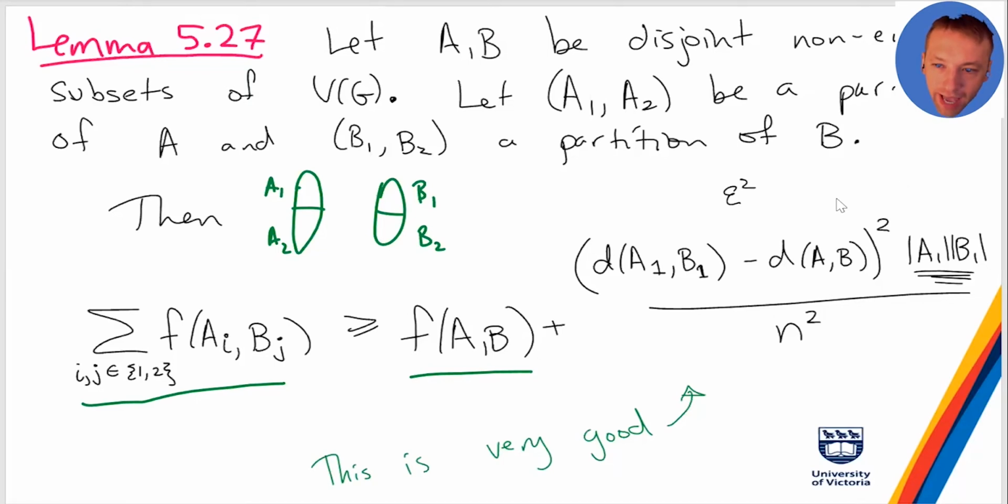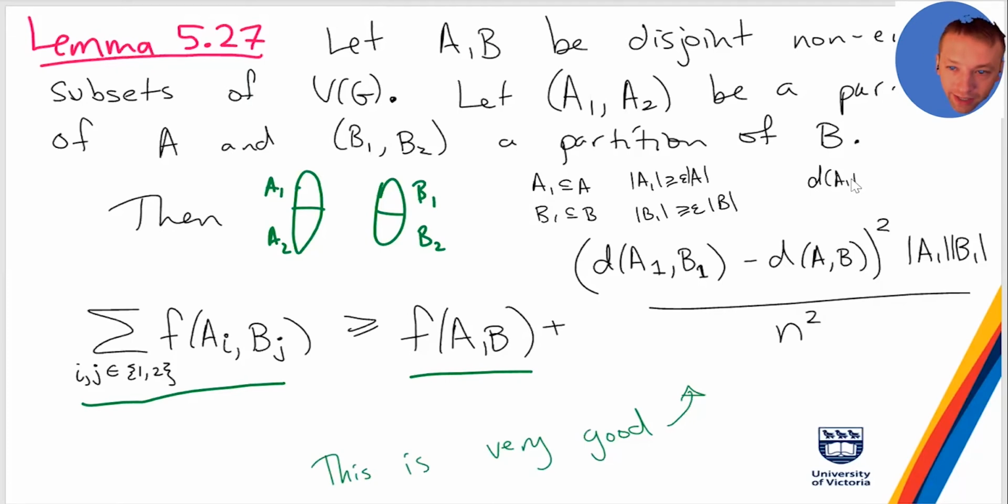And if I know that A1 and B1 are not too small, suppose that this comes from doing this refinement procedure. So A1 is a subset of A, which has size at least epsilon times the size of A. Let's suppose that B1 is a subset of B, B1 is at least epsilon B, right? And let's suppose that their densities deviate by a lot, right? So that the density from A1 to B1 minus d(A,B), absolute value, is at least epsilon, right?